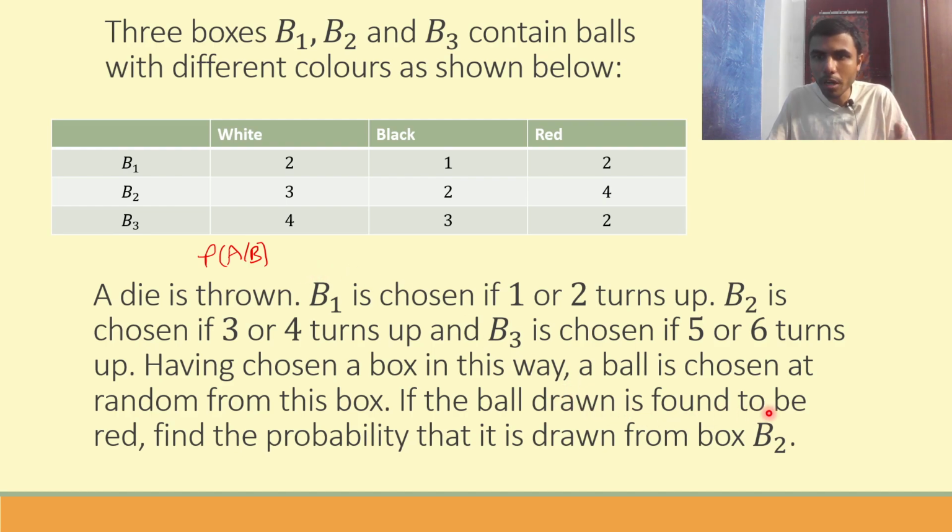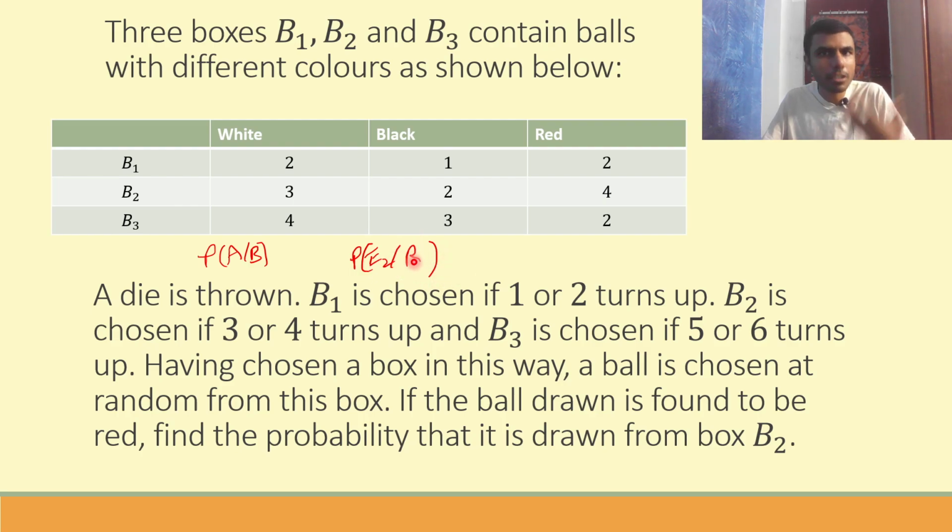Now, if the ball drawn is found to be red, that means we found that the ball is red. That is the first thing we found. That will go to the last, R, red ball. And we have to find the probability that it is coming from box B2. Let E2 be my event of selecting box B2, so that would be P of E2 by R. This is what I have to find out. What does this mean? The happening of E2 after the happening of R.